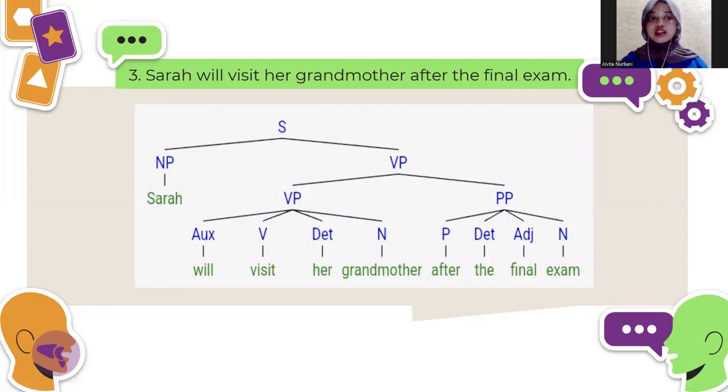Sarah here is the noun phrase because she is the subject of this sentence. And then the verb phrase consists of a verb phrase added with the prepositional phrase. Will visit her grandmother is the verb phrase. Will is the auxiliary, working as the modal verb, and then visit is the actual verb. Her is a determiner, and grandmother works as a noun. In the prepositional phrase, there is the preposition after, determiner the, adjective final, and noun exam.